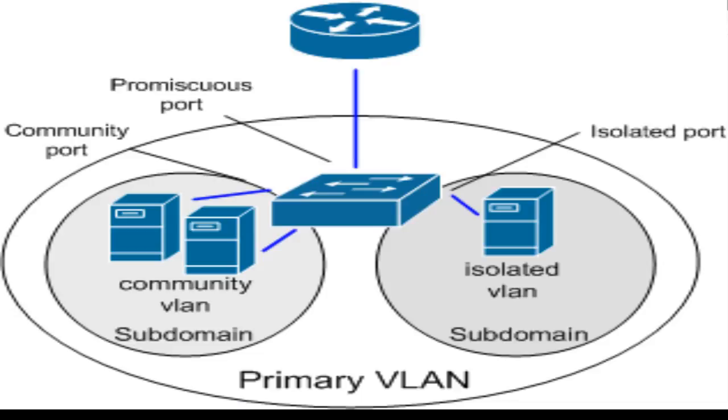So let me recap this. Isolated port can only talk to promiscuous port, community can talk to another community and the promiscuous port. And promiscuous port can talk to everybody in the network. You understand that? Yes. So let's see how we can implement it.